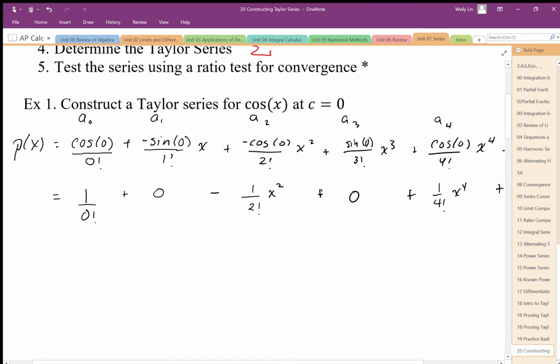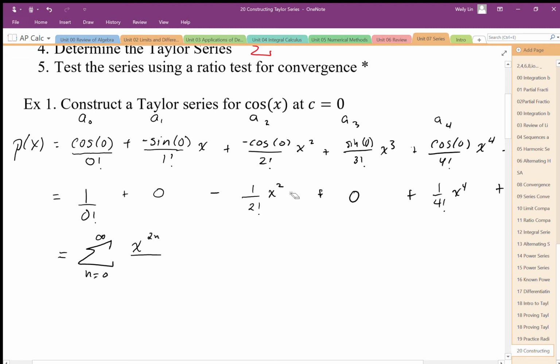Okay, so then my p of x is going to look like this. I'm going to start it at 0. Sometimes I might want to start it at 1, but in this case I think we're going to start it at 0 because we have this 0 factorial here. So it's going to look like this. I'm going to have x to the power 2n, because I know that I'm going to have a power at 0, a power at 2, a power at 4, etc. So this is going to be x to the power 2n.